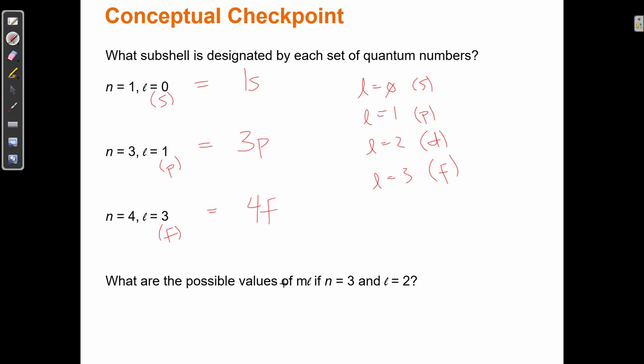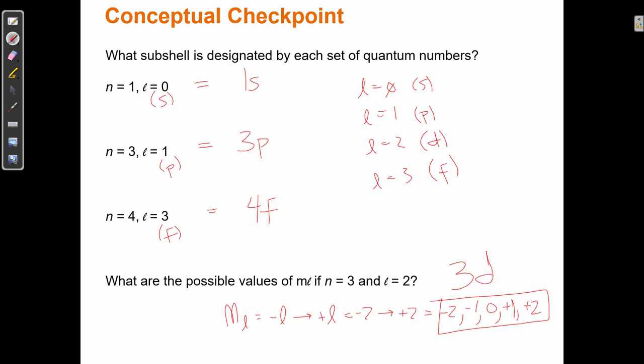What are the possible values of m sub l if n equals 3 and l equals 2? So remember, the rules for m sub l, they equal negative l to positive l. So negative 2 to positive 2, which is negative 2, all the integer values, 0, plus 1, plus 2. So what are the possible values of m sub l? These are the possible values of m sub l when n equals 3 and l equals 2. So we're talking about n equals 3 and l equals 2. We're talking about the 3d orbitals. And in the 3d orbitals, there are 5 of those 3d orbitals. And they have these designations of m sub l.